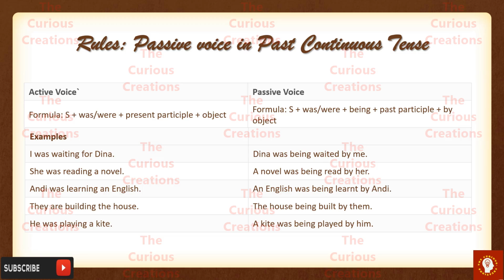Now we have the past continuous tense. The past continuous tense in active form follows the general rule: subject plus was or were plus present participle plus object. For instance, I was waiting for dinner. In changing it to its passive form, we have to follow the following syntax: subject plus was or were being plus past participle plus by object. For example, dinner was being waited for by me.